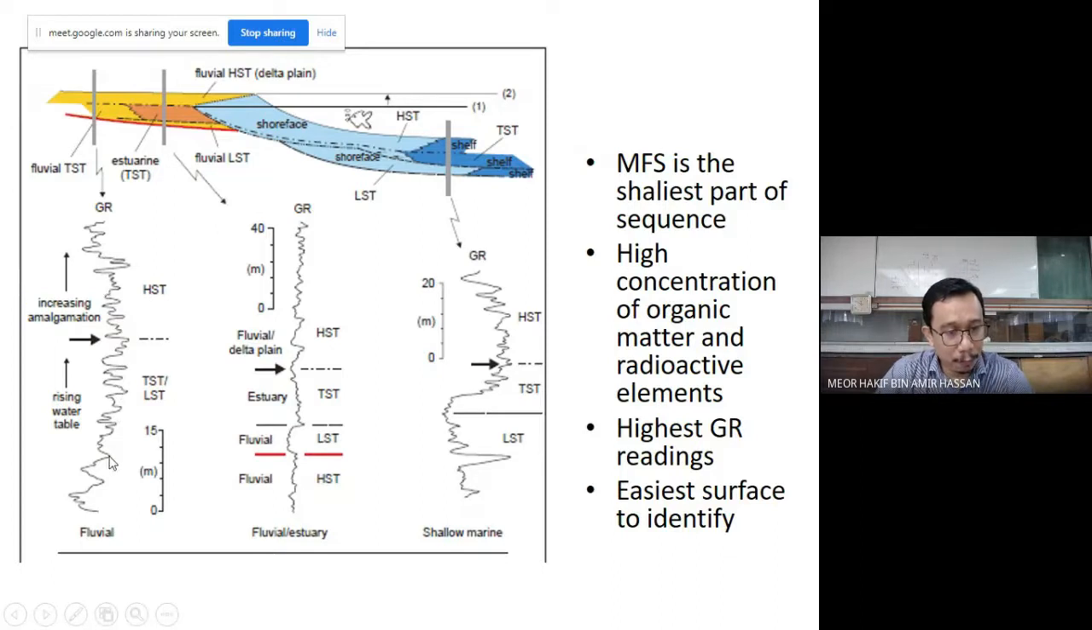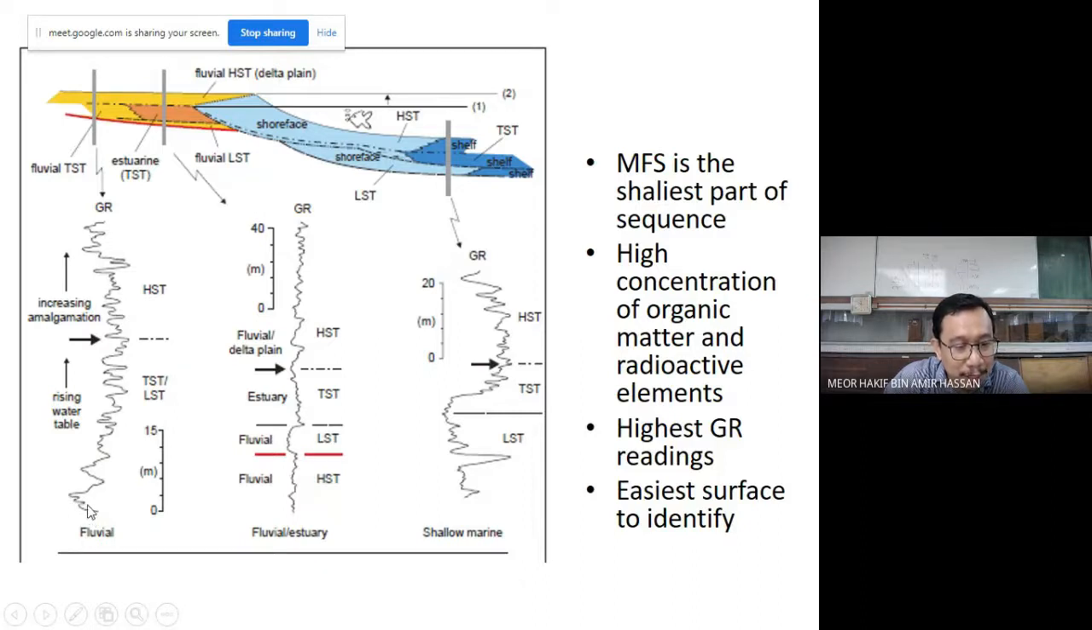So if you have a gamma ray curve here, most of the time, the MFS is going to be the shaliest part. Here is the highest gamma, in this area here. It's going to be somewhere here. Here, not really, because it's going to be low gamma, it's going to be sandy, right? So you can already interpret it here.